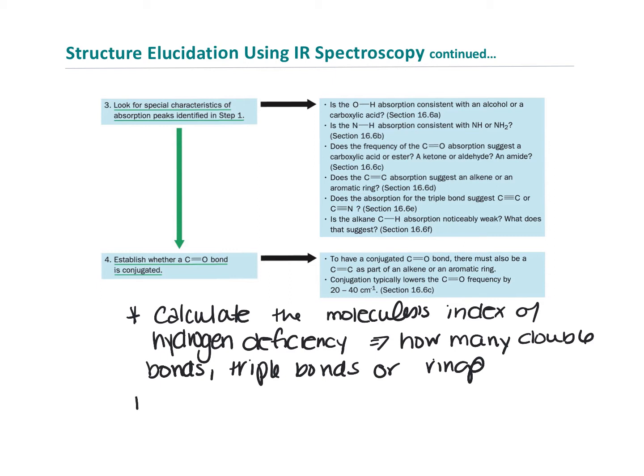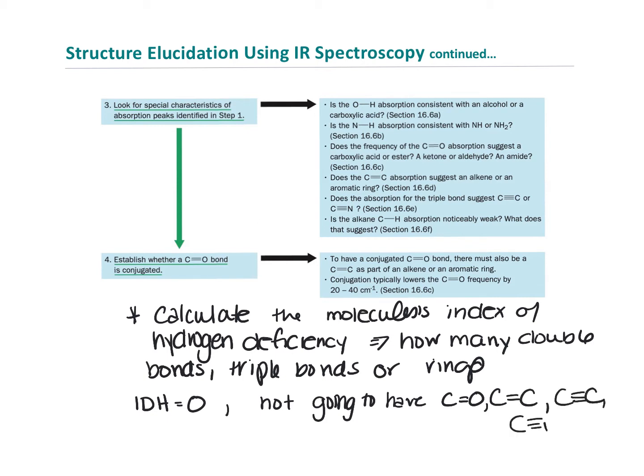For example, if the IHD equals 0, then it's not going to have, say, a carbonyl. That's a double bond, right? It's not just double bonds between carbon-carbons. There's a double bond there. That would be an IHD of 1. You're not going to have a C double bond O or a triple bond. You won't have a nitrile, and you'll have no ring, right? You'll have a saturated compound. So the IHD number is very, very helpful.